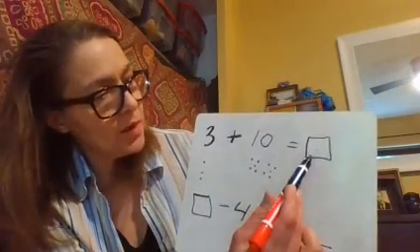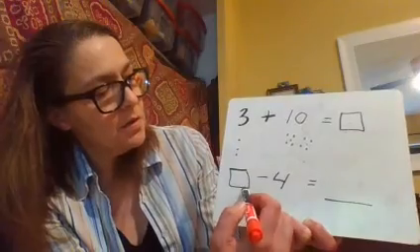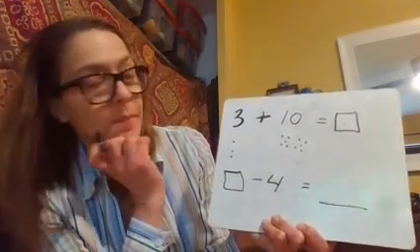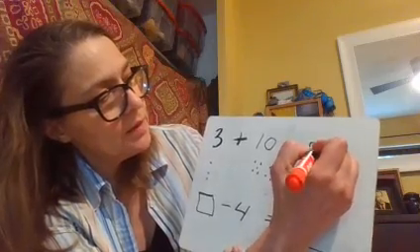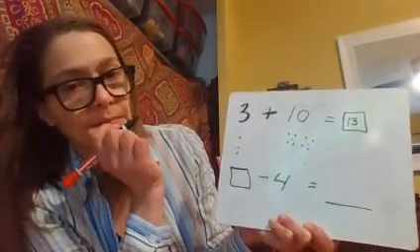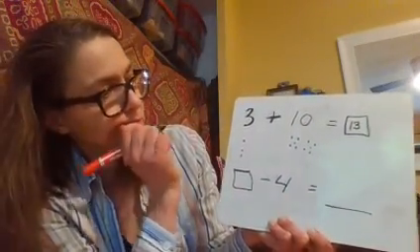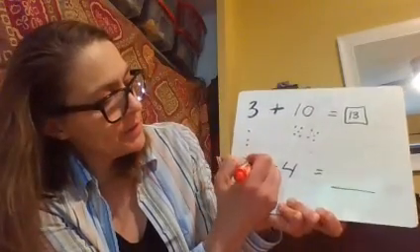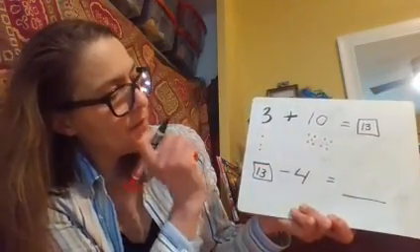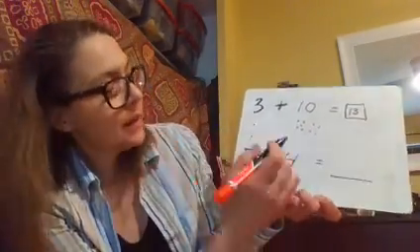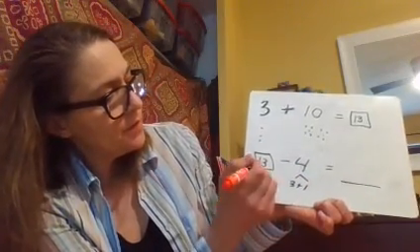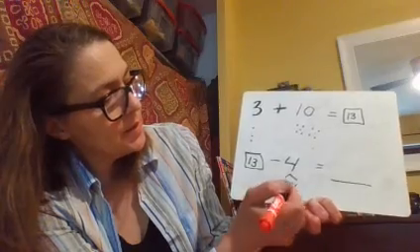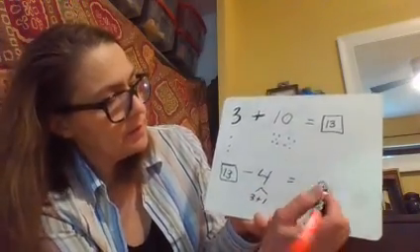You're going to use what you find is the total here to take the 4 away from. So 3 plus 10 equals 1 ten and 3 ones, 13. And then I'm going to take that 13, I'm going to bring it down here, and then I'm going to solve. And I can count back. I can break apart numbers. 13 minus 3 equals 10. 10 minus 1 equals 9.